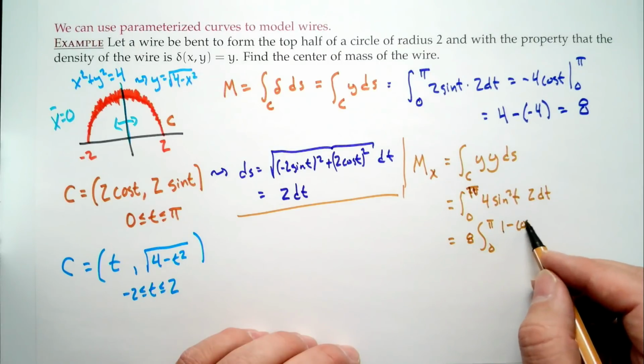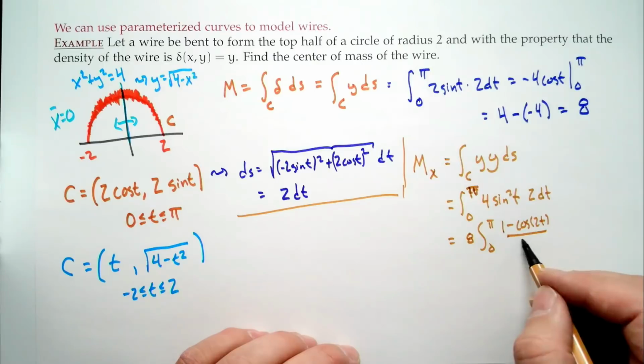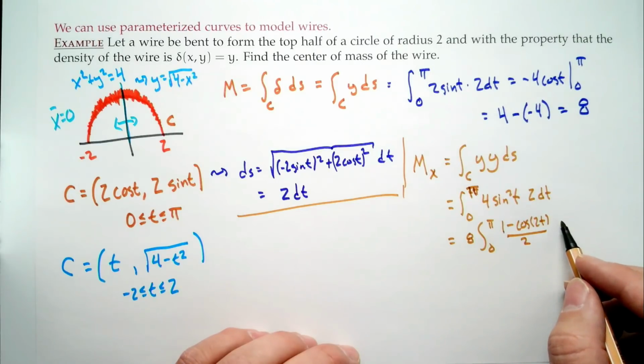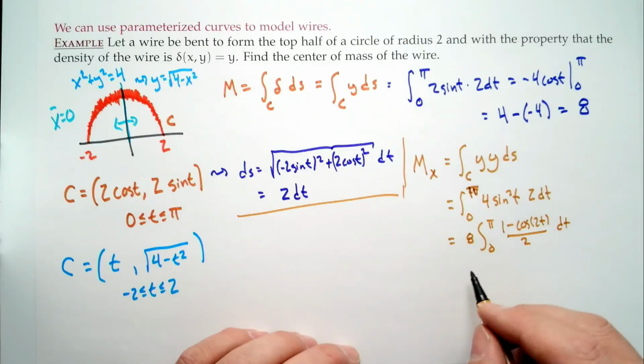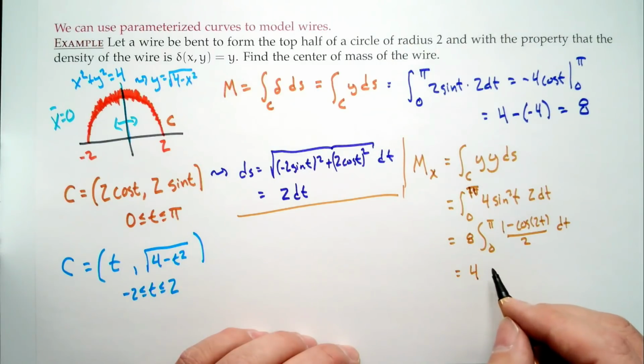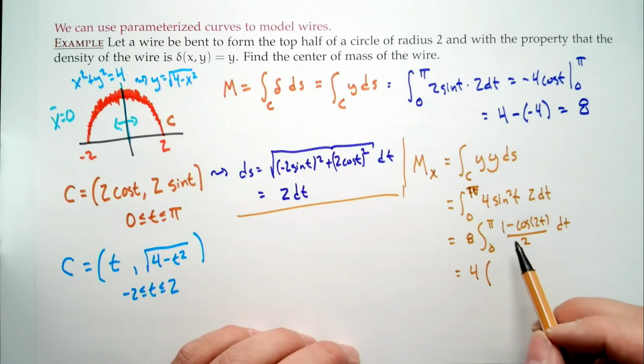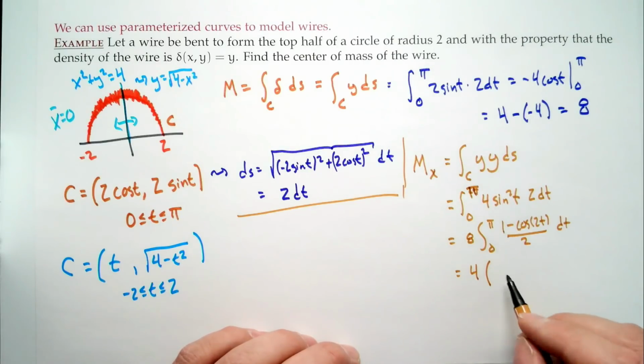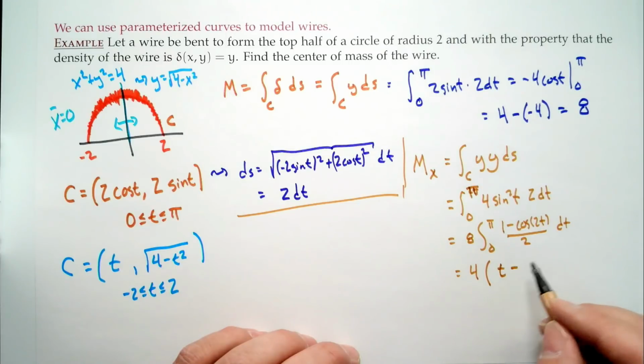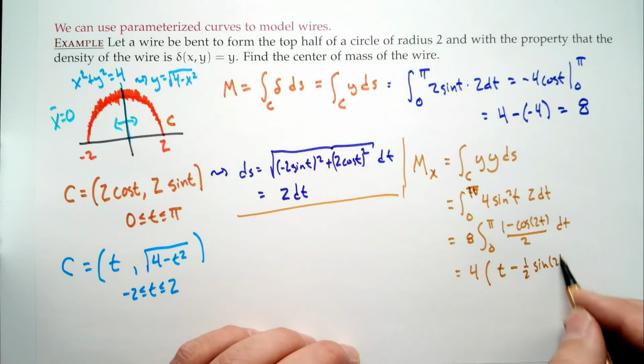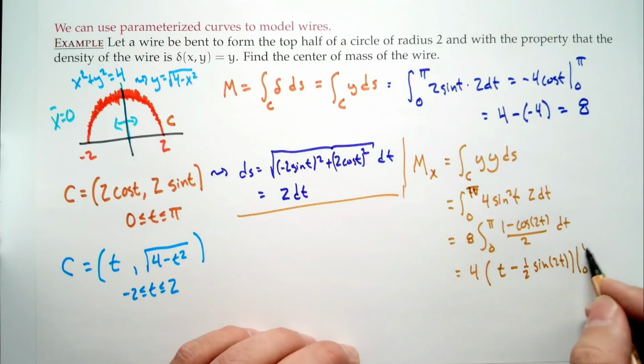1 minus cosine 2t over 2. Power reduction. All right. Well, the 8 times a half is the 4. Integral of 1 dt, minus integral of cosine 2t, 1/2 sine of 2t. And then I'm going to evaluate from 0 to pi.